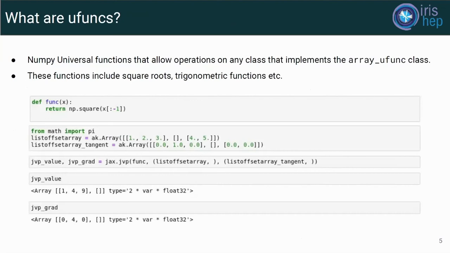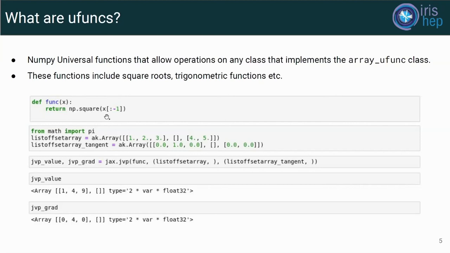Okay, so now jumping into differentiation, we can start with an easy case of using NumPy ufuncs. So what are ufuncs? NumPy universal functions, or ufuncs, are functions that allow operations on any class that implements the NumPy array ufunc protocol. And these functions include functions like numpy.square, square root, sine, cos, tan, and also bitwise operators.